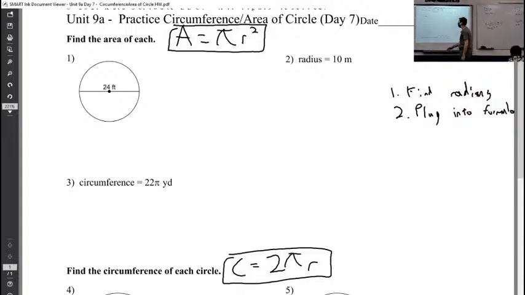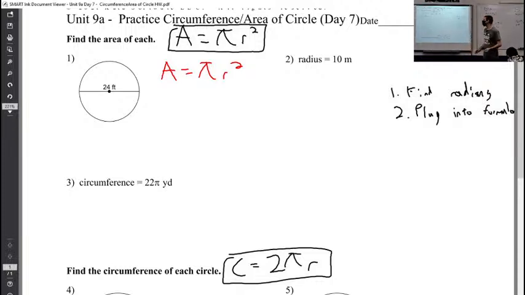So let's take a look at them. I'm going to do a couple, and then I'm going to have you do a couple, and then you're going to have a homework assignment done for the week. So here we go. We're asked for the area first on these problems. So area is pi r squared, and I want to know what the radius is. That's our step 1, figure out the radius.